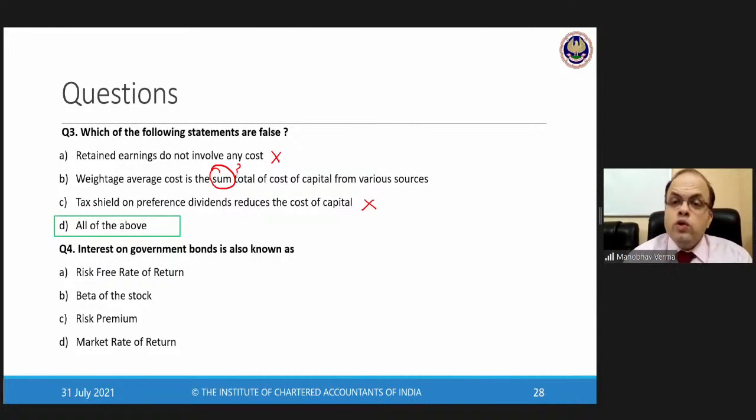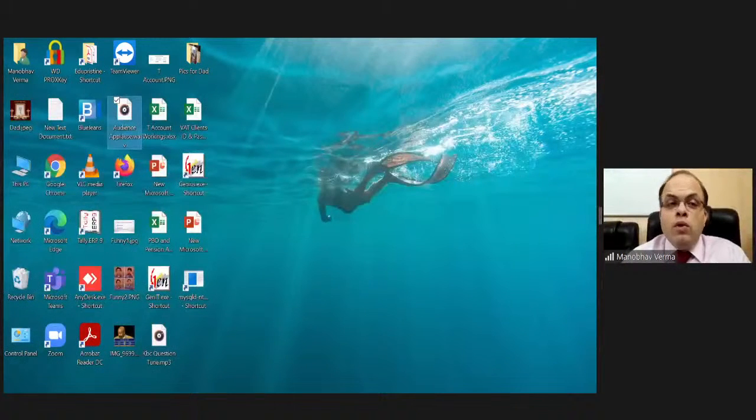Now, moving on to the fourth MCQ: interest on government bonds is also known as. That was tricky. If you remember, we talked about how the security market line falls across with different returns. We also talked about how the least risky securities are government bonds. So that has to be option A. I think the majority of you were absolutely correct. So a good round of applause, guys, for starting the session.